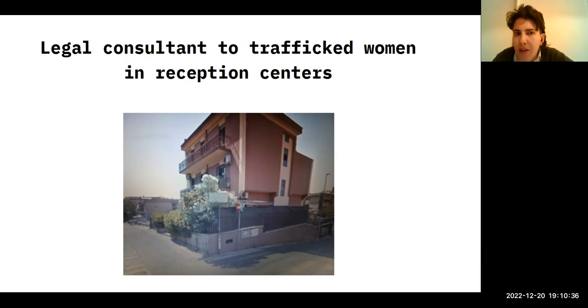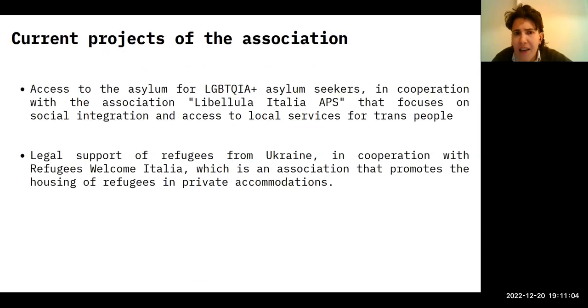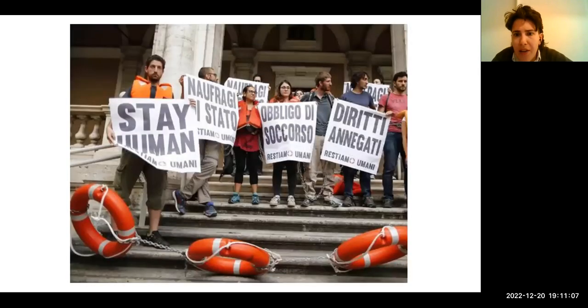And here we start also this important moment or action of legal consultant to trafficked women in some reception center, where we know the legal operators or the administrative staff, and they sent to our front office some of the women because they didn't have any kind of other support.